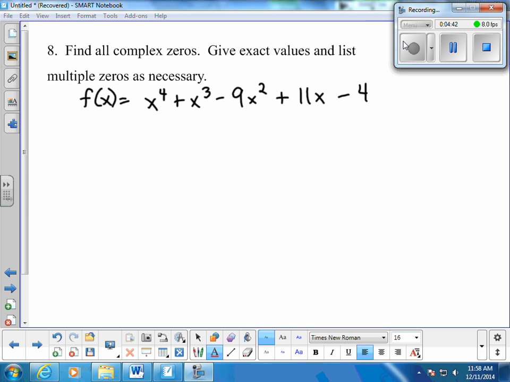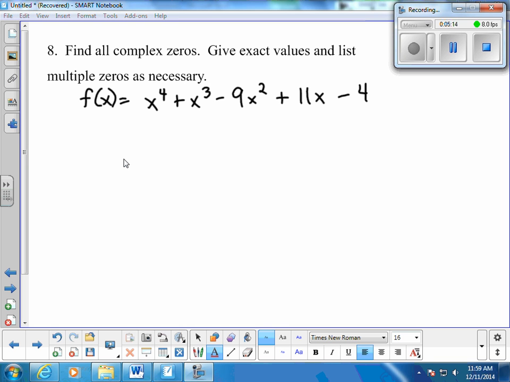Alright, so we come to number 8. Find all the complex zeros. So we want to find all the zeros and then give the multiplicity of each zero as necessary. Because this is a 4th degree, we can expect that there's going to be up to 4 zeros, no more than 4, but up to 4 depending on what these things factor out to be. Now, it didn't give me anything to try. It didn't say, is 2 a factor or a zero of this? It gave me nothing to try.